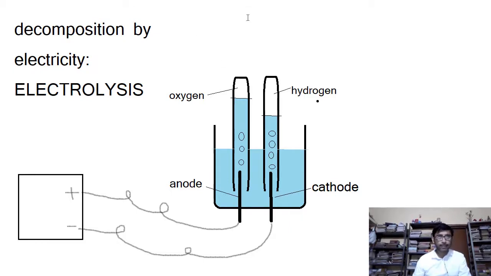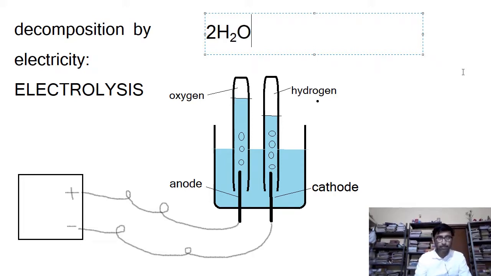So the reaction that is taking place can be represented by a chemical equation in this manner. We had 2H2O, and that has decomposed into 2H2 plus O2. Okay, so this is a balanced chemical equation. Now you can see why the amount of hydrogen gas collected is twice the amount of oxygen gas collected. For every molecule of oxygen, we have 2 molecules of hydrogen.